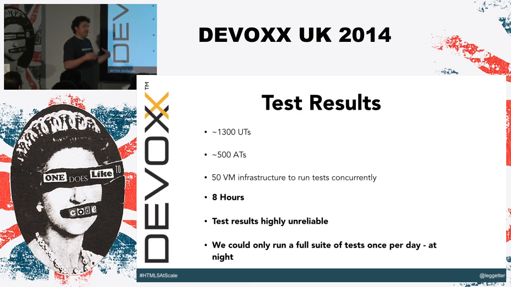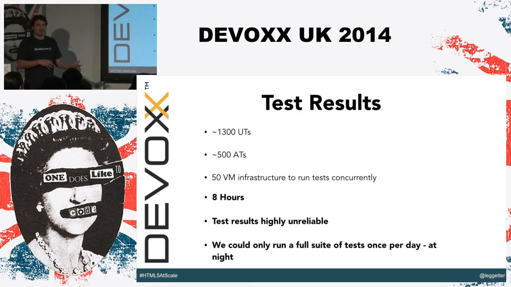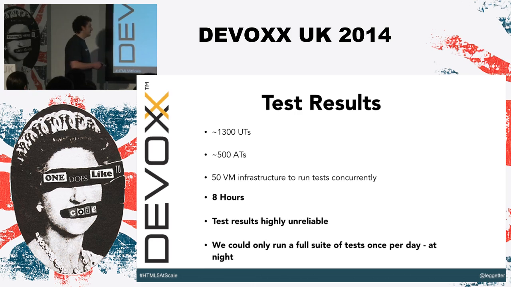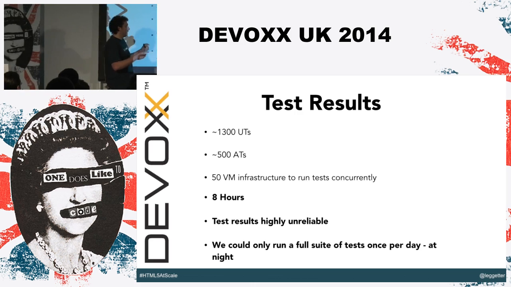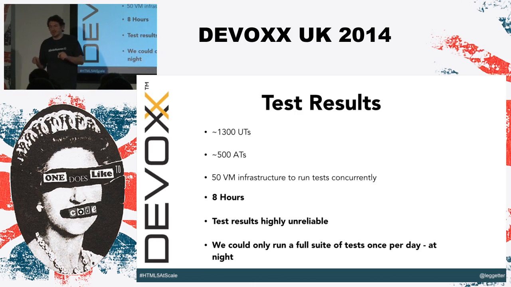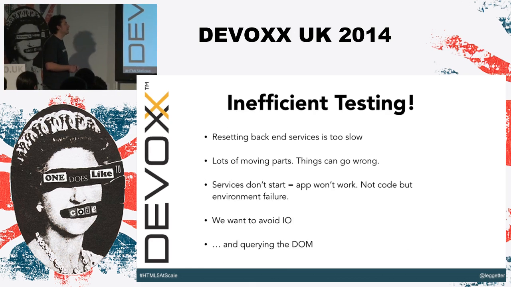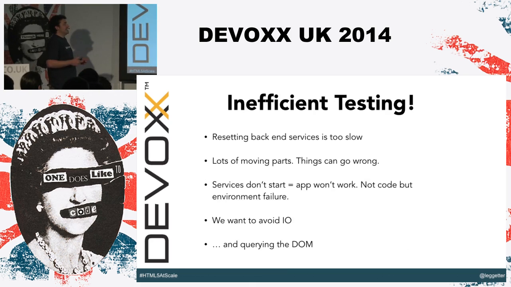So we actually had to run these set of tests at night when everyone had gone home, when most people had gone home. And not only that, we had to have a smoke set of tests. So for every check-in, we still ran some of these tests, but we just defined some basic functionality that we wanted to make sure worked. So that's inefficient testing.